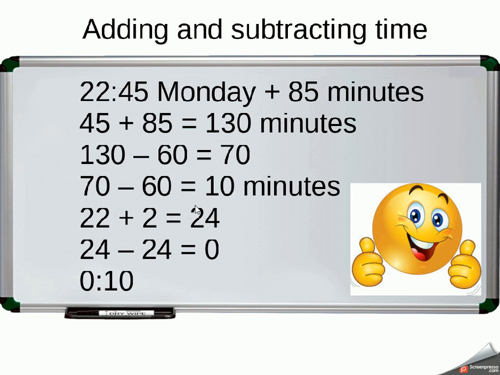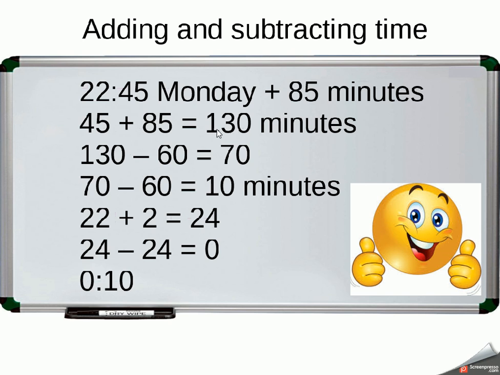The 10 is the number of minutes we worked out by taking this off, and the 0 is because when the number went to 24 or above, we had to take 24 hours off. And that means it's 0:10 of the next day. So this was 22:45 in the previous day. This is 0:10 in the next day.